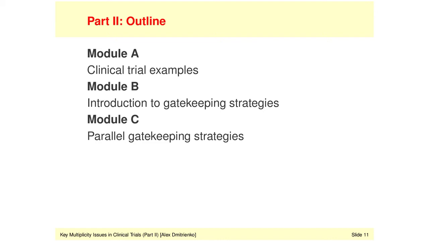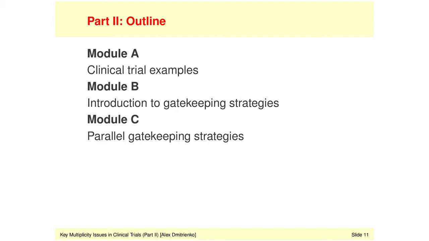Module A, Clinical Trial Examples. The main goal of this module is to define clinical trial examples that will be used throughout this course. These examples will be used to help motivate commonly used methods for tackling complex multiplicity problems, and I'm also going to use the same examples to illustrate various testing strategies in the individual modules.